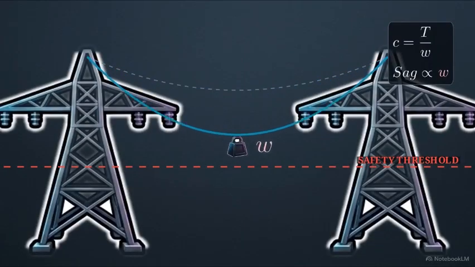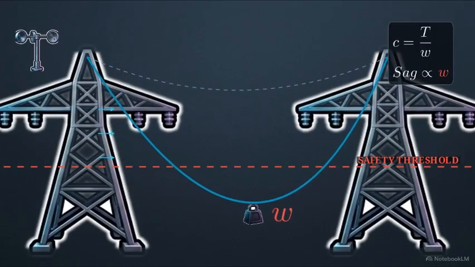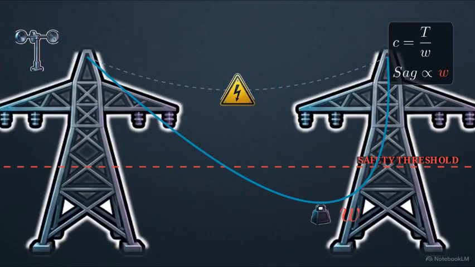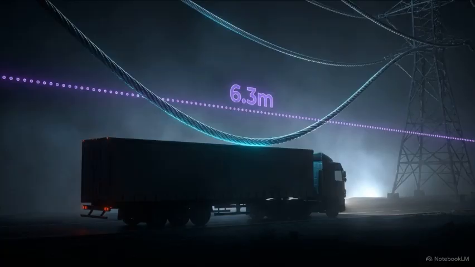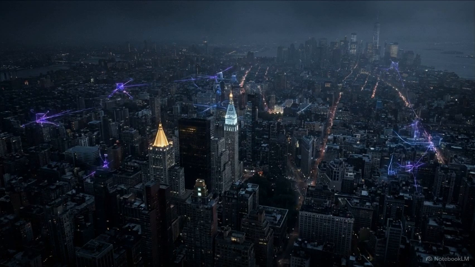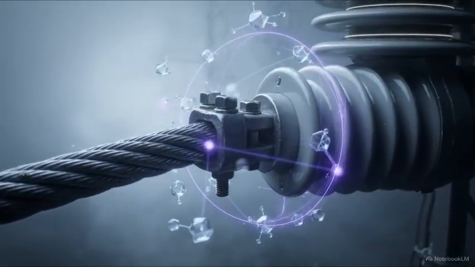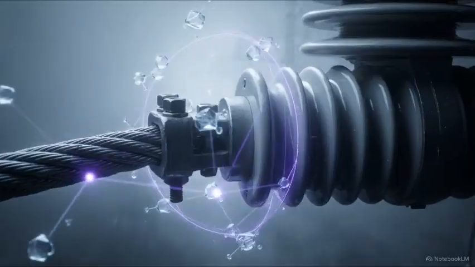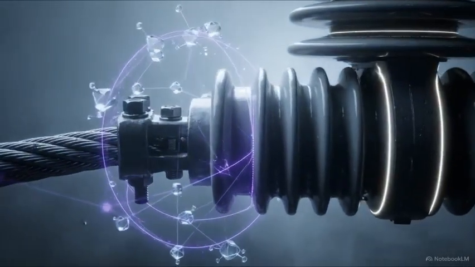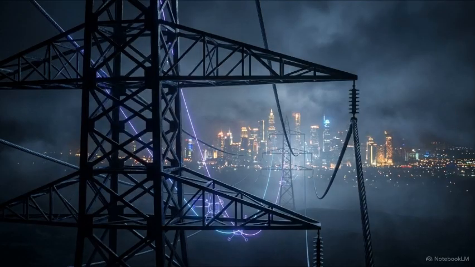Miscalculate the catenary constant, or fail to account for the horizontal push of a winter storm, and the line dips below that legal threshold. The result is an immediate risk of a localized casualty or a cascading grid collapse. Power lines are heavy metal strung in constant mechanical tension. They function as living mathematical equations, continuously balancing unseen forces to keep modern civilization running securely.